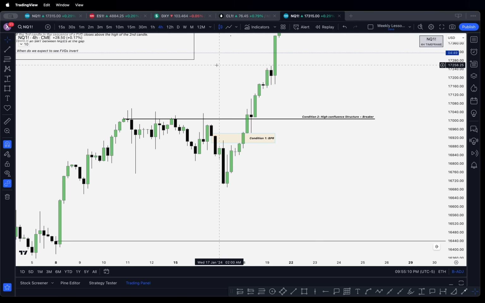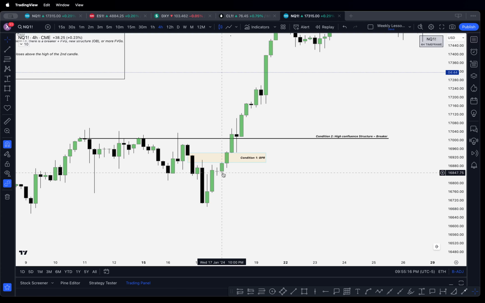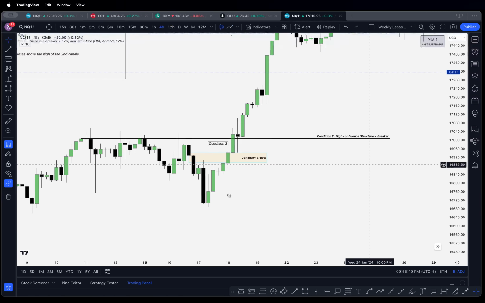Fantastic. Okay, what about the third condition? Yeah, the third candle closes above that second one. 1, 2, 3. Do we displace through the second candle? Yeah. Okay, so there you go. This is our third condition. I'll take a picture of this, throw it in the education channel so we can refer back to it later. Let's put this under this. Let's go breakaway gap grid confluences. Okay, cool. Let's see if we can find more.